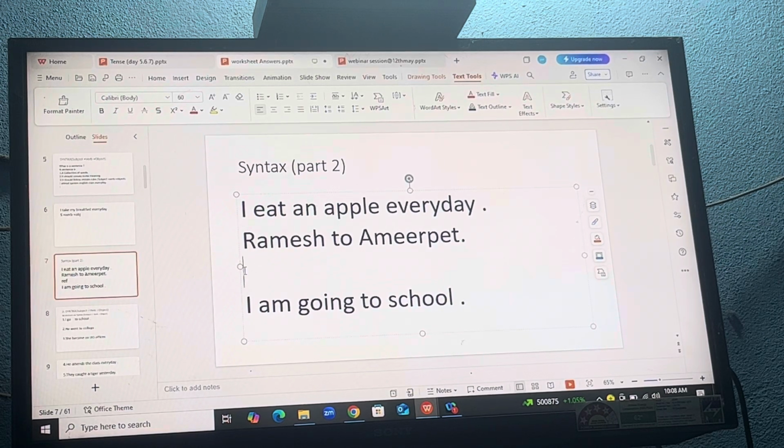So instead of saying Ramesh went to Amirpet, when the client asked Suresh where Ramesh is, he should have said Ramesh went to Amirpet. What he actually said was Ramesh to Amirpet. And Amirpet is a place in Hyderabad.